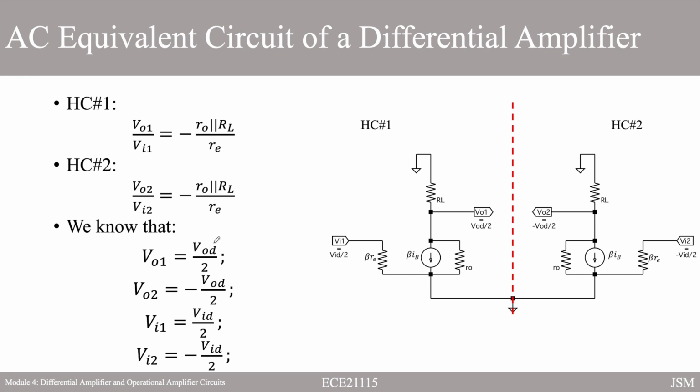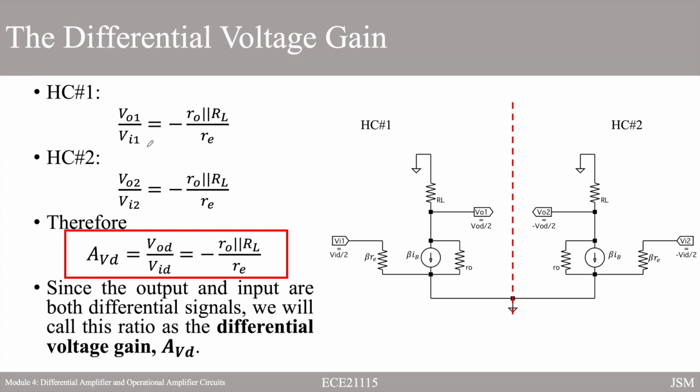Pero alam natin, nung kinonvert natin yung differential signal into single-ended signal, ganito po yung lumabas, di ba? We know that VO1 is equal to VOD over 2, and VO2 is equal to negative VOD over 2. VI1 is equal to VID over 2, and VI2 is equal to negative VID over 2. So kapag plug-in natin yung mga VO1 and VI1 na yan sa ating mga equations for half circuits, ang lalabas dyan is VOD over VID is equal to negative RO in parallel with RL over RE. So, please take note, our output voltage here is differential and our input voltage is differential as well.